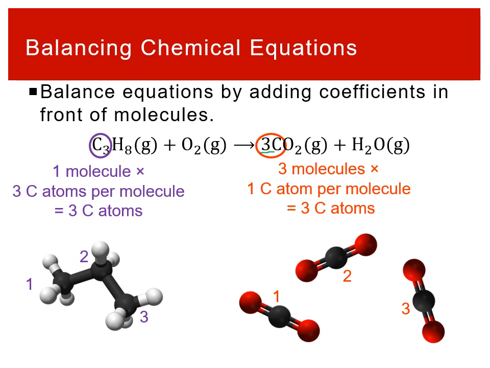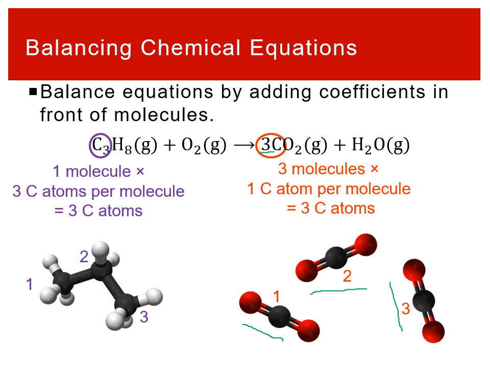So just like in an algebra expression, if you have a number in front of a variable, say 3x, that means you have x plus x plus x. So here I have 3 CO2. That means I have CO2 plus CO2 plus CO2. We just condense it. Instead of writing all of them out, we just condense it by using a 3 out front.